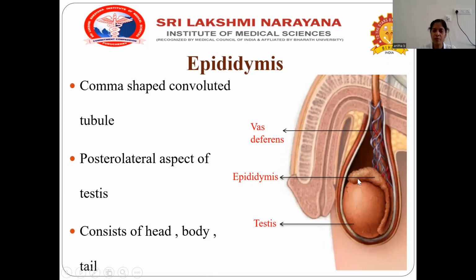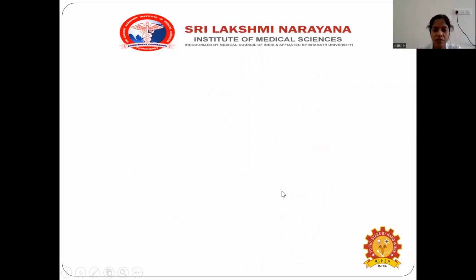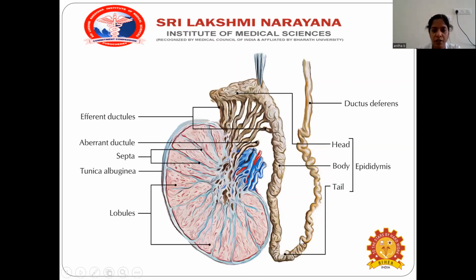So it has three parts. This is called the head, this is the body, and this is the tail of the epididymis. The tail of the epididymis continues as the vas deferens. Okay. So now you can see the same thing. It lies posterolaterally. You know how the epididymis is formed. The efferent ductules join and form the epididymis. So you can see the head here. Then this is the body. Then here you can see the tail. This tail continues as the ductus deferens.